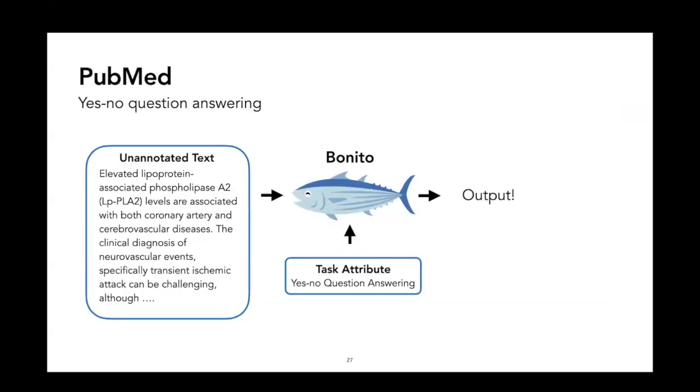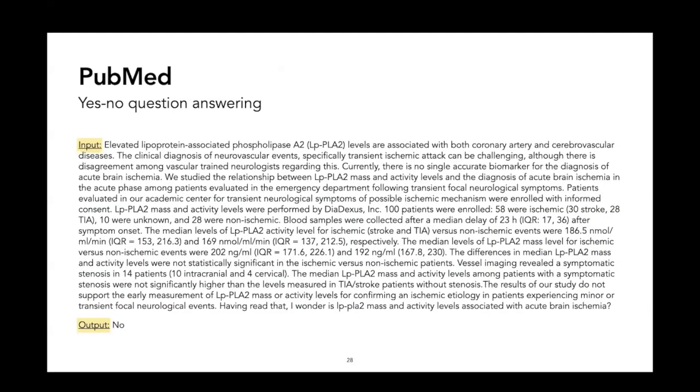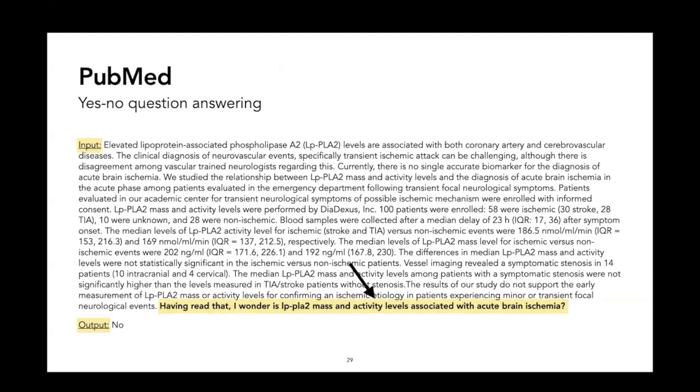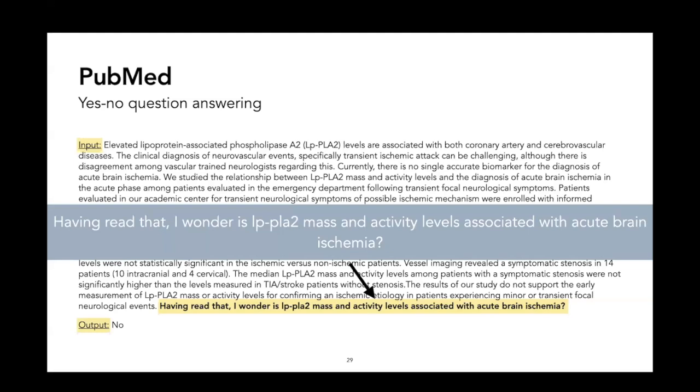Now we will take this paragraph along with a target task type and pass it to the Bonito model. Here, the target task type is yes-no question answering, and let's see what Bonito generates. As you can see, Bonito generates an instruction response pair. Let's analyze this generation a little bit more. The highlighted portion is the instruction along with the question. This says, "Having read that, I wonder, is LPPLA2 mass and activity levels associated with acute brain ischemia?" Now, this is something a subject matter expert might be interested in.